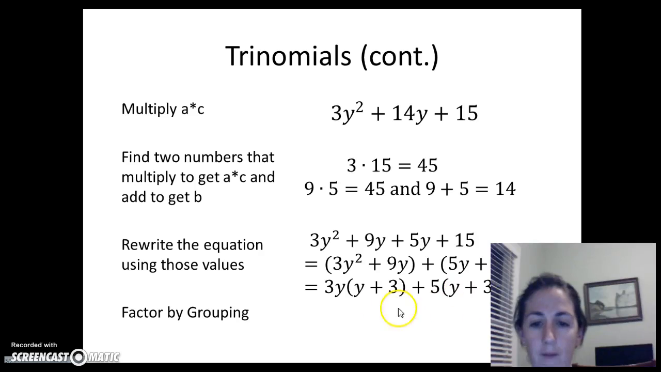And look, they both have a y plus 3 in common. Pull that y plus 3 out, you're left with 3y plus 5. Again, you can distribute it out and make sure you get what we started with.